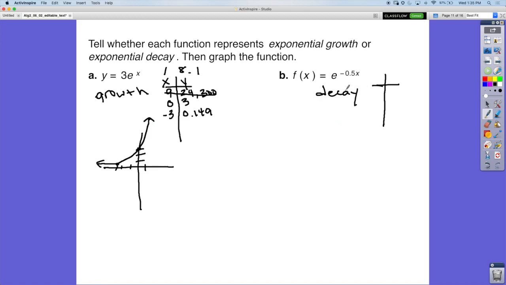Okay, let's do B. Plug this into your calculator, please. And then I want someone to give me a value for the table. 0, 1. Good, 0, 1. What's another one? Thank you. What else? Everything else is decimal. That's fine. Let's pick 1. Okay, 1 and then 0.6. 1 and 0.6. Give me a negative number.